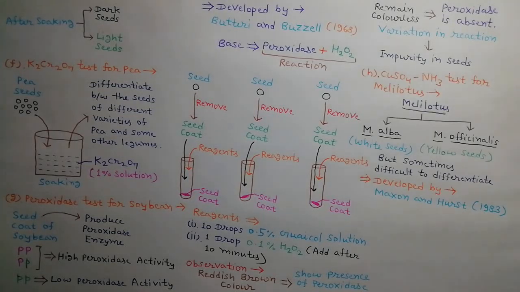Melilotus is a weed which has two species, Melilotus alba and Melilotus officinalis. Melilotus alba has white colored seeds and Melilotus officinalis has yellow colored seeds. But sometimes it is difficult to differentiate the seeds in a mixture on the basis of morphological characters. Maxon and Hurst in 1983 proposed a test to verify the seeds of both the species.